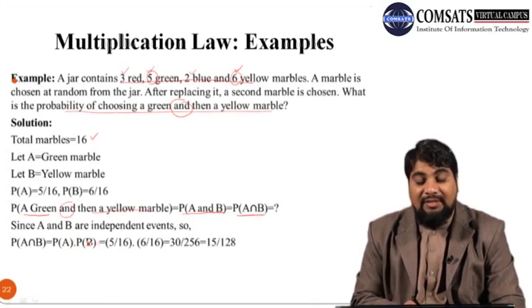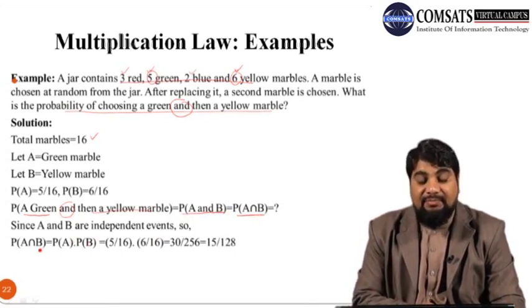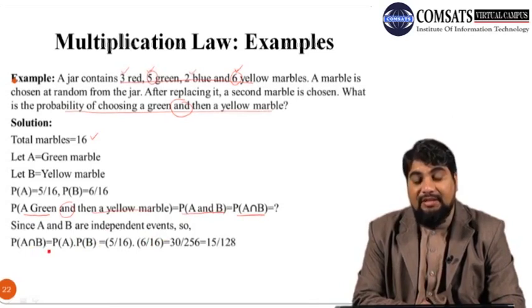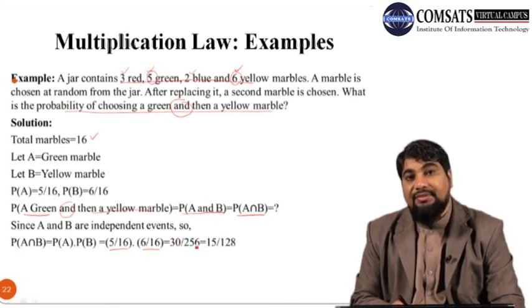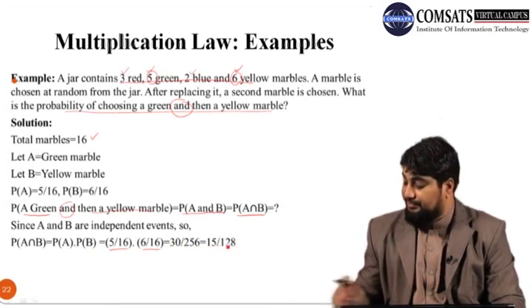Since they are independent, P of A intersection B is P of A times P of B. So 5/16 times 6/16 is 30/256, or 15/128.